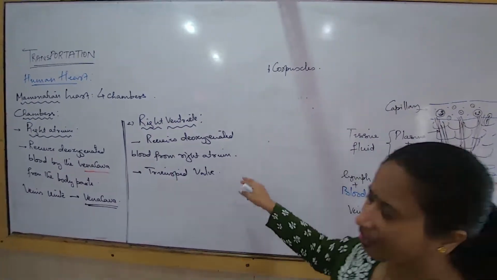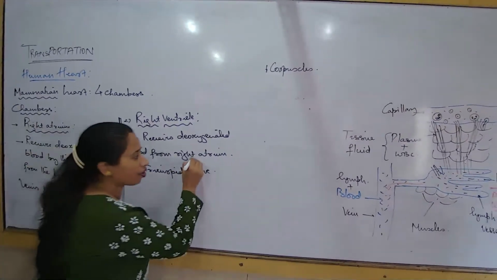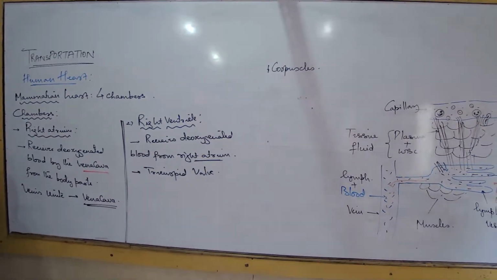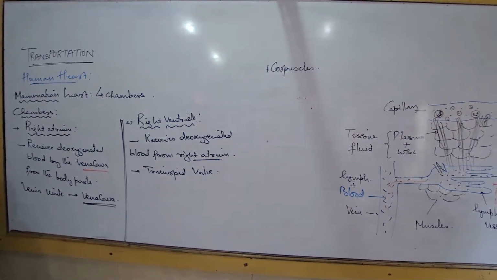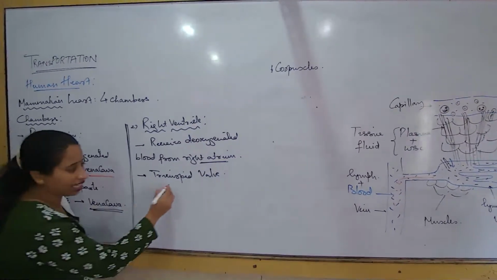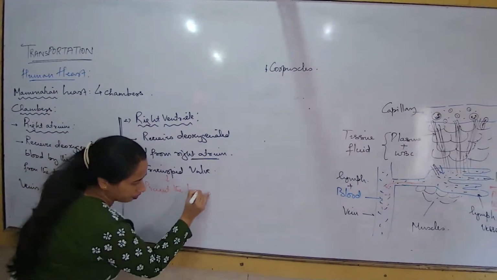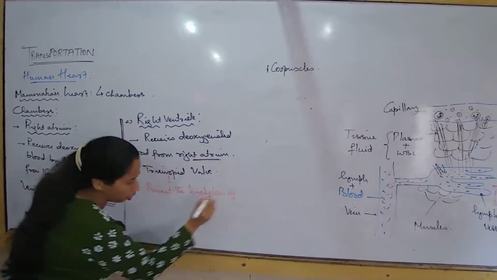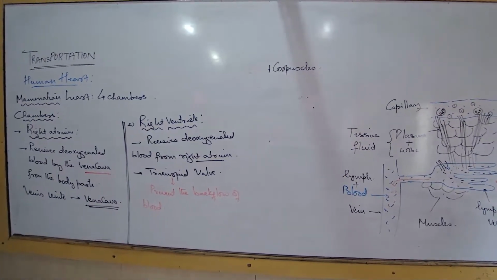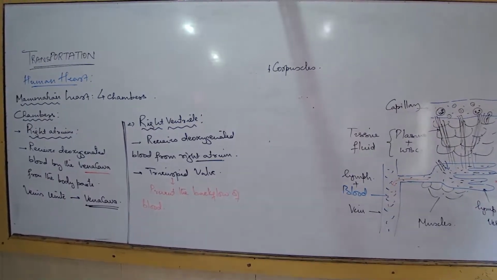So what are some of the features of the right ventricle? The right ventricle receives deoxygenated blood from the right auricle. What is the valve present at the junction of the right auricle and the right ventricle? The valve known as tricuspid valve. What is the function of tricuspid valve? It will always prevent the backflow of blood. Now that I talk about the backflow of the blood, look at the diagram and try understanding backflow of the blood from where to where it is preventing? Right ventricle to right atrium.